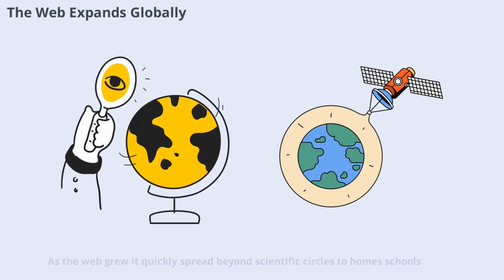As the web grew, it quickly spread beyond scientific circles to homes, schools, and businesses around the world. By the mid-1990s, millions of people were going online, creating a truly global network. The web's expansion was fueled by increasing access to computers and the development of user-friendly browsers. This global reach transformed how we communicate, learn, and conduct business.